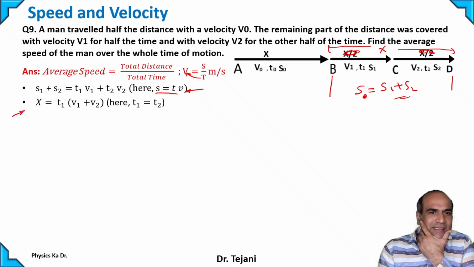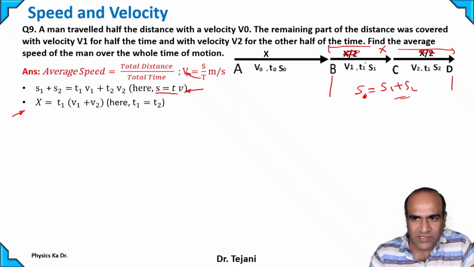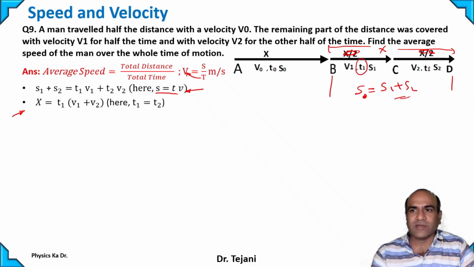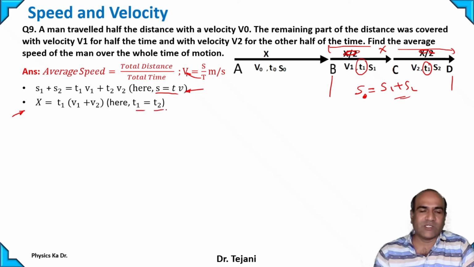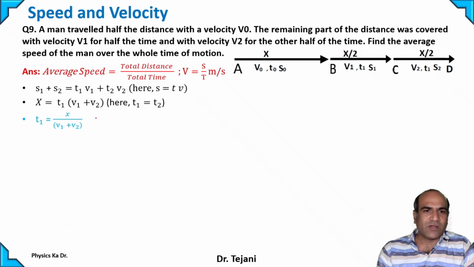So x is equal to t1 v1 plus t2 v2, because what is mentioned is that the time required for BC and CD are both equal. That means t1 is equal to t2. So t1 and t2 are both equal. So you can take this t1 outside. You can take t1 outside. Fine. So that is one equation. We got one equation here.